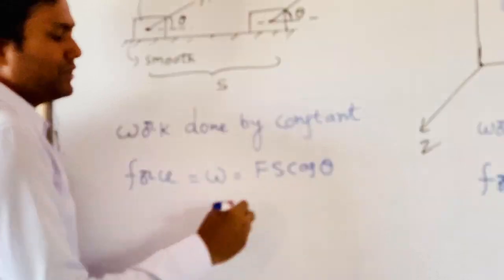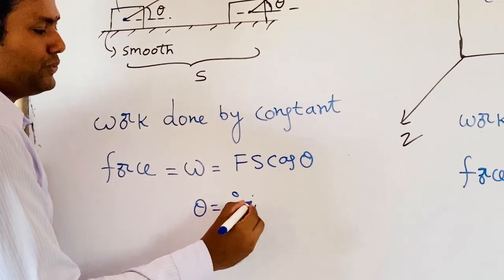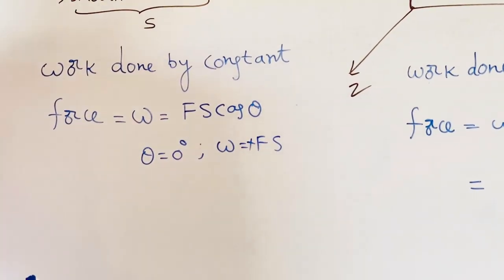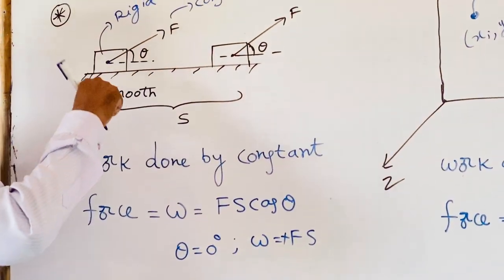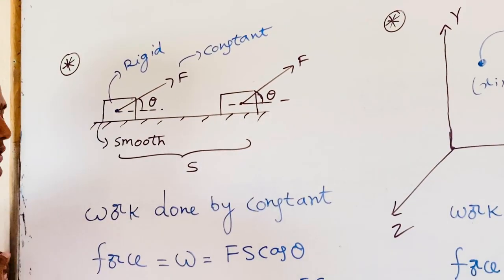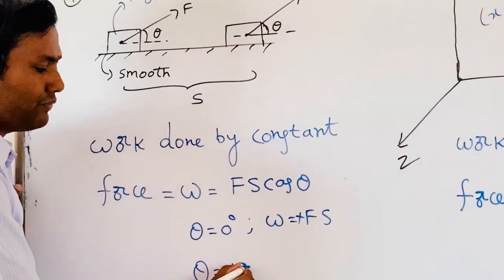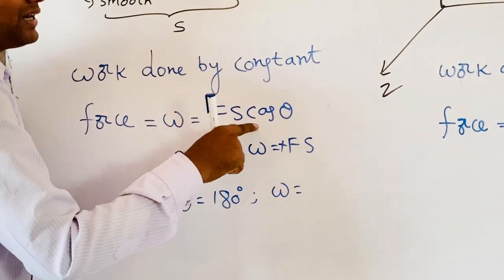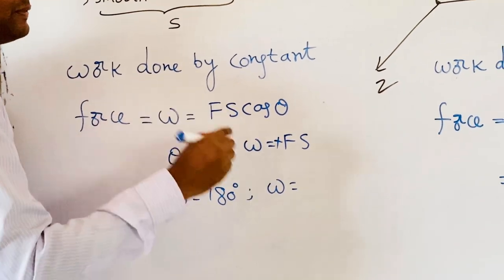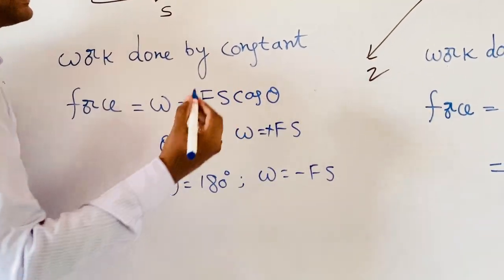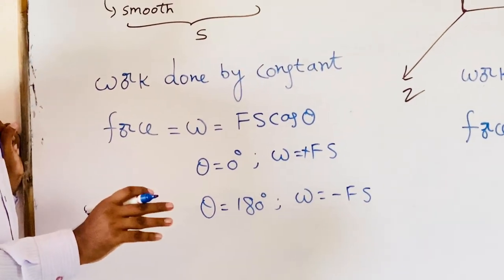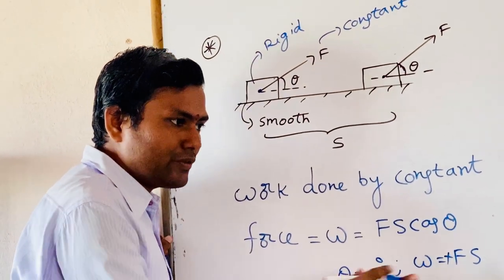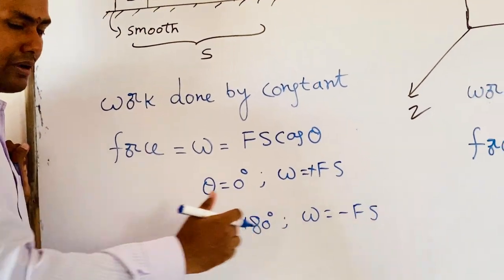So if theta is equal to 0 degrees, what is W? W is equal to Fs. The sign that you are seeing, positive sign, is nothing but this force doing some energy transfer to the object. Suppose if you are taking theta is equal to 180 degrees, then what is work done? Work done W is equal to Fs cos 180. What is cos 180? Minus 1. At that time it will become minus Fs, nothing but the applied force doing some negative work. In the earlier case, energy is transferred to the object. In this case, energy is transferred from the object.